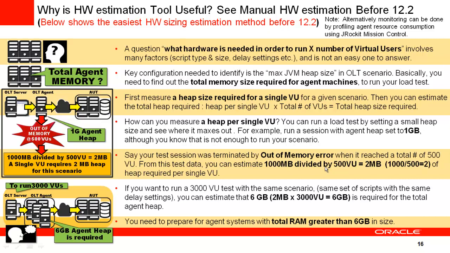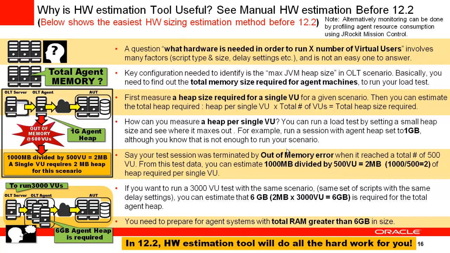I'm not going through the details of this slide because that is not the purpose of this presentation, but the point is it involves a lot of manual effort. In fact, this slide shows even the easiest way of doing the manual estimation. There's another way, which is a more professional way to monitor the agent resource using JRockit Mission Control. However, either way, you need to spend some time and have to run a set of small load tests and do manual calculation in order to get the hardware estimation.